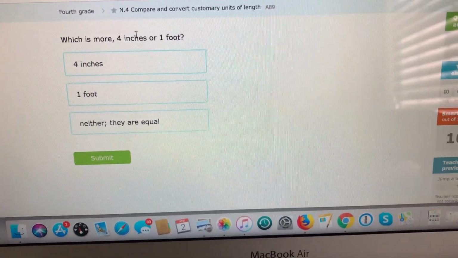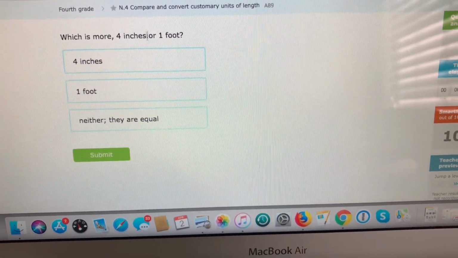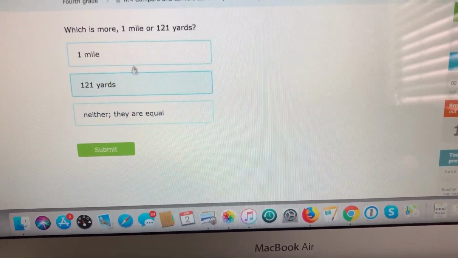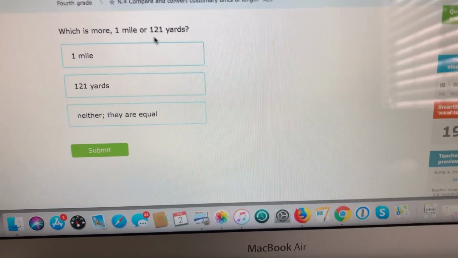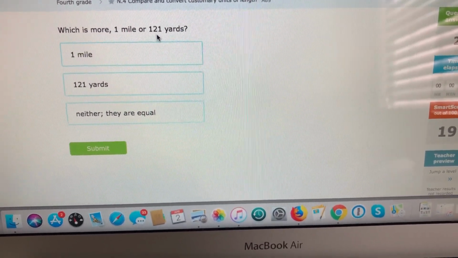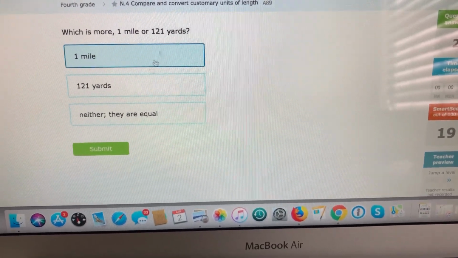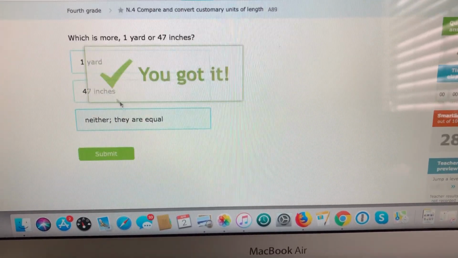Which is more, 4 inches or a foot? As I told you, there are 12 inches in a foot, so that is much more. Which is more, 1 mile or 121 yards? There are 1,760 yards in a mile, so a mile is much larger than 121 yards.